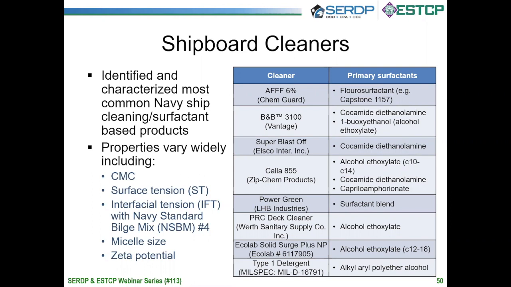One important thing to note is that while the primary surfactants might be consistent across cleaners, this is not necessarily a good indication of how that cleaner might behave. And we confirmed that by experimentally determining the properties listed here.